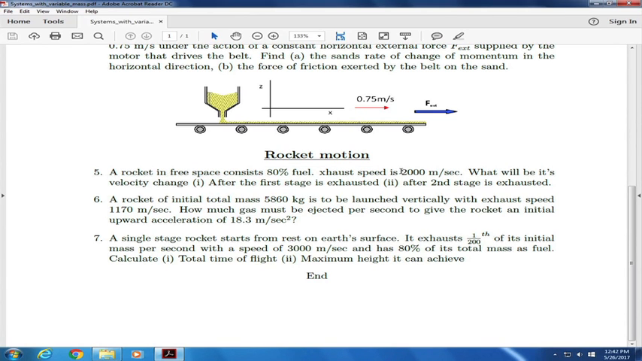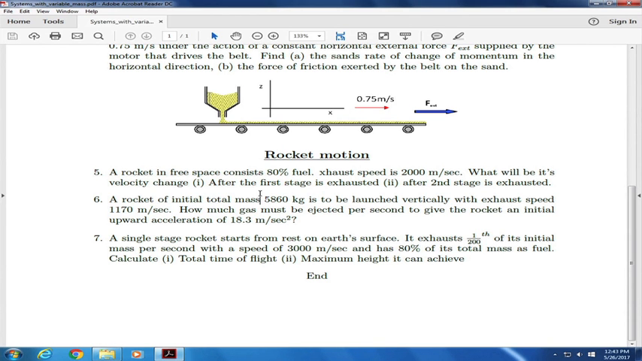Exhaust speed is 2000 meters per second, and what will be its velocity change after the first... There is a small mistake in the statement of the problem. It should be a two-stage rocket. Okay, so it's a two-stage rocket, 80% of the fuel, what will be the, right.